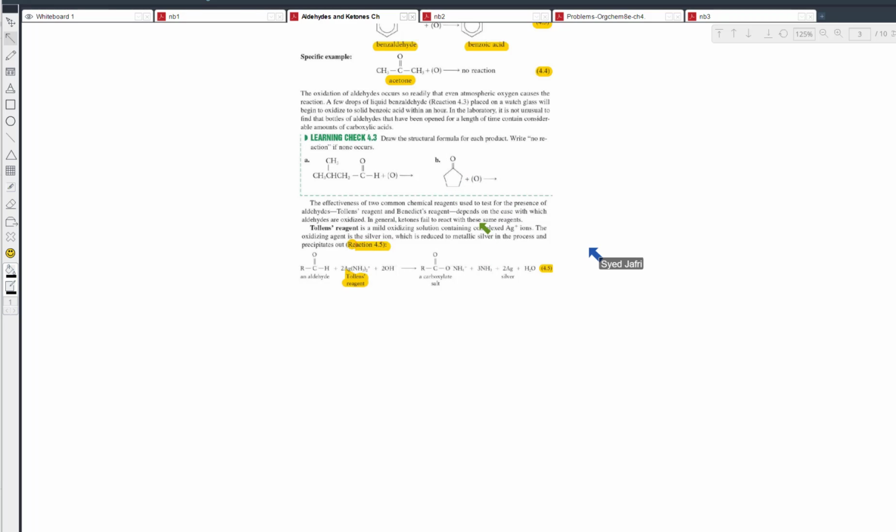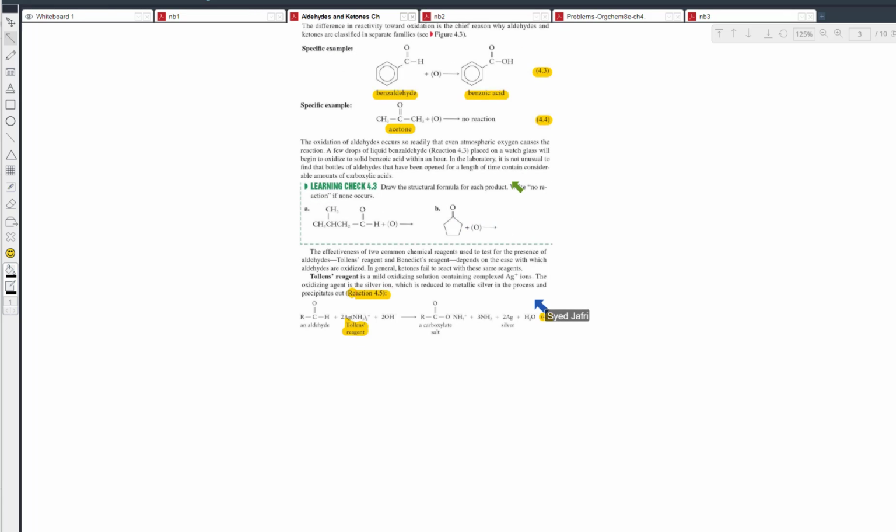What about this one? It's a ketone, so there's no reaction. No reaction, you're right.